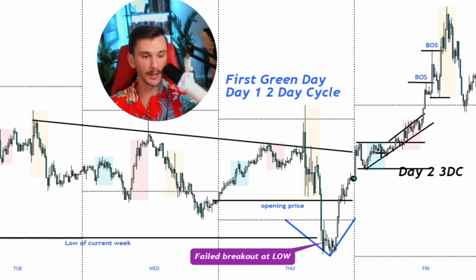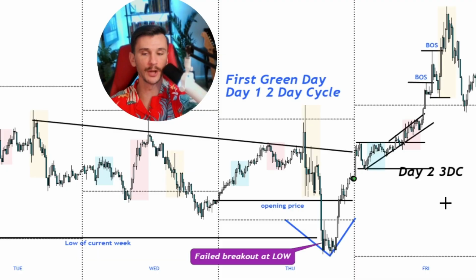And then on this following day in Asia, you can see Asia is the opening range for the day. They break out, pull back in London, and then go into that nice parabolic channel, going vertical in the first hour of New York through the high of the current week. At that point, once they go through the high of the current week, the trade setup is over. The first green day trade is over. Day 2 of the 3-day cycle has been completed.